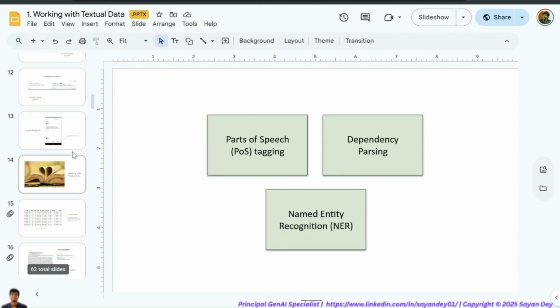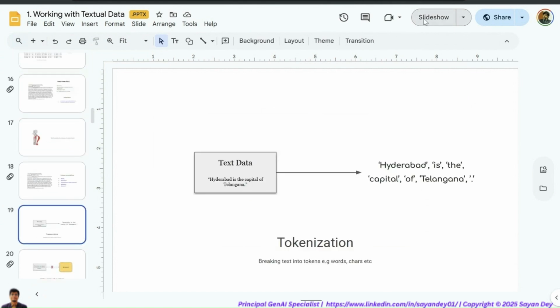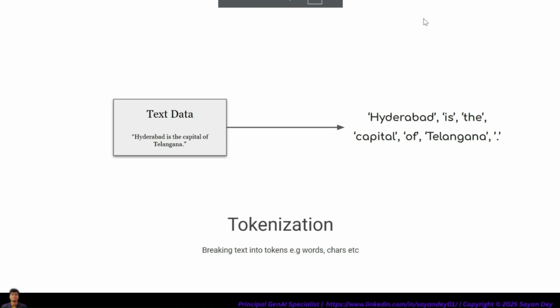Now, I'm going to take an example for all of you to explain the process, how it's happening. So let's say we have a text, Hyderabad is the capital of Telangana. This is the text that I'm giving you. Now, one very important thing that you have to keep in mind is machines cannot understand text data. Machines can only understand numbers.